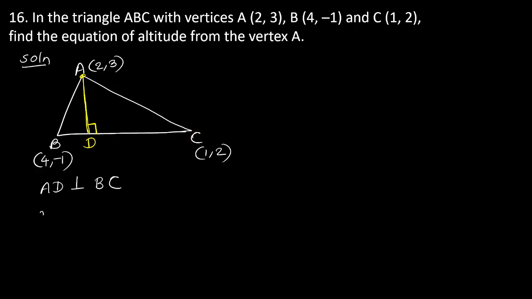What is the slope of BC? Can we find out the slope of BC? Yes. BC passes through 4, -1 and 1, 2.